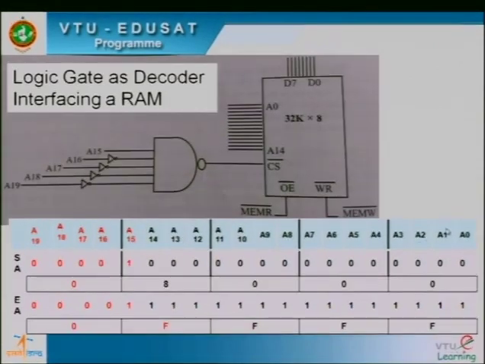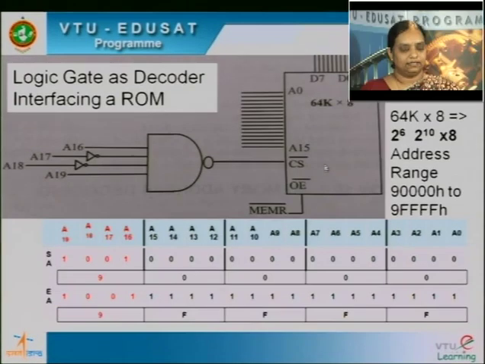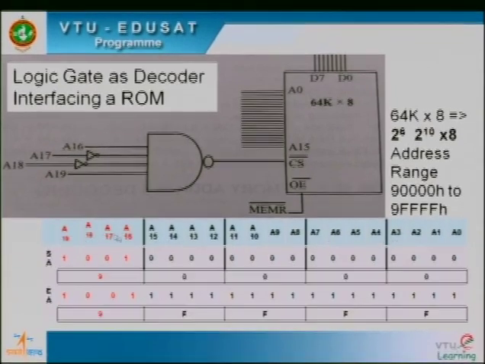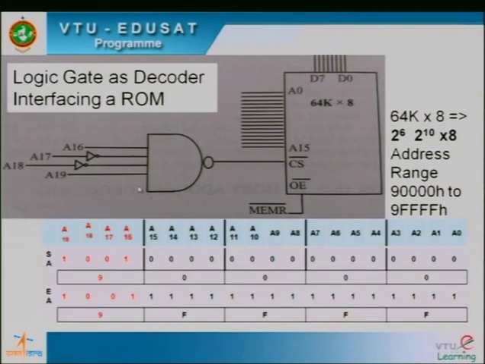In the previous example I had A0 to A14 for 32K, and in this example, 64K, the address lines are A0 to A15. They are all black. The rest, A16 to A19, are in red, showing that they are the control line inputs. And here A16 is 1, A19 is 1, and through inverters A17 and A18 are 0, 0.